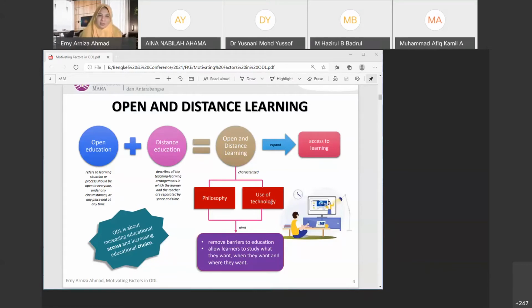21st century learner, what is that? It's okay, Madam will explain later. Just prepare, relax, and get all this information. So ODL basically is to expand access to learning. The main thing here is that ODL is about increasing educational access and increasing educational choice. So that is ODL.